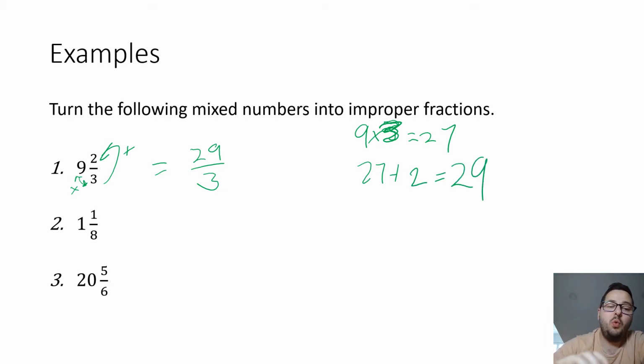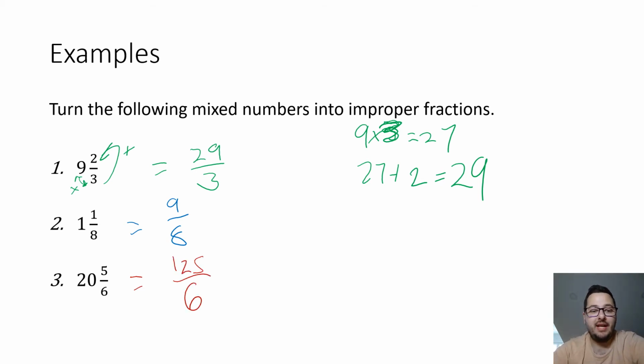Okay, let's do another one. 1 and 1/8. Well, 1 times 8 is 8, plus the 1 at the top is 9. So this is 9 over 8. And then finally, number 3, 20 and 5/6. Well, 20 times 6 is 120, plus the 5 is 125 over 6. Okay.